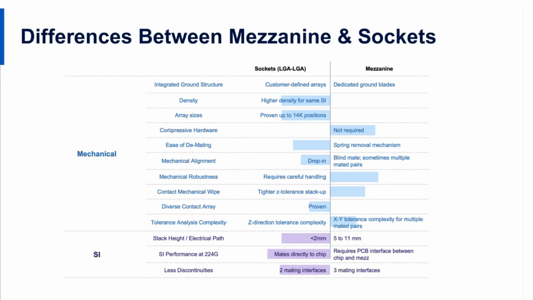When we talk about this, whether it's a chip to board interface or board to board, it's a direct interface. Mezzanines typically require a PCB interface between the chip and the mezzanine. So in some instances, let's say the customer's GPU chip attaches to a PCB, and then that PCB attaches to a mezzanine, to then another PCB. Less discontinuities. We have two mating interfaces. You've got one tip touching one side of the pad. You basically have the top tip of the contact and the bottom part of the tip contacting it. With mezzanine, there are three mating interfaces.